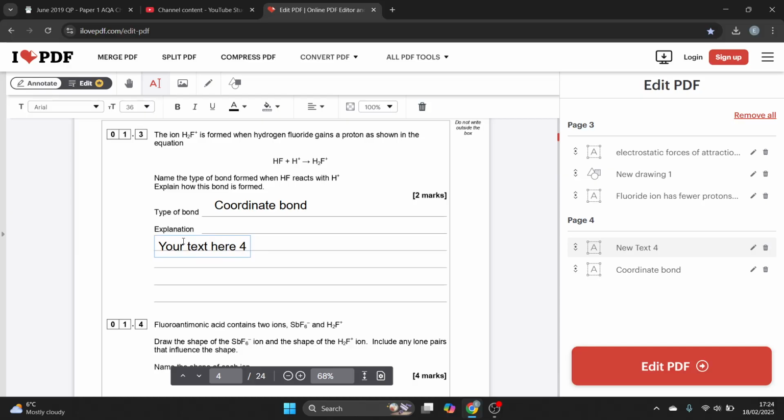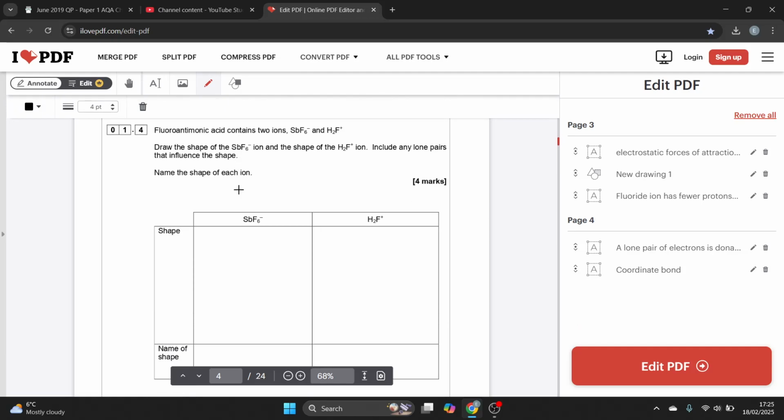It's the idea that hydrogen fluoride gains a proton to get H2F+. A lone pair of electrons is donated from F.